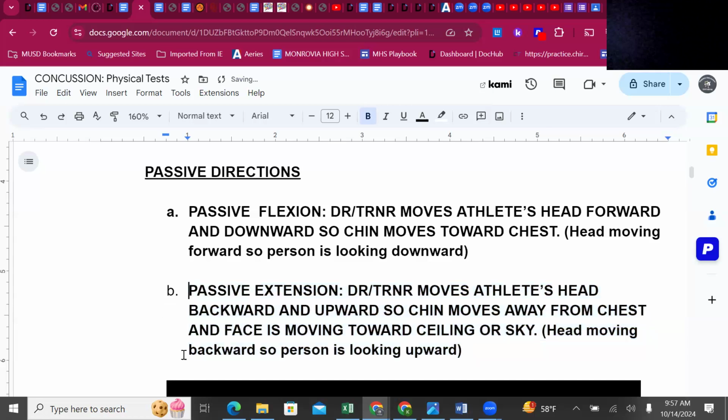Passive extension. Doctor or trainer moves athlete's head backward and upward, so chin moves away from the chest and face is moving toward the ceiling or sky. Head moving backwards, so person is looking upward.